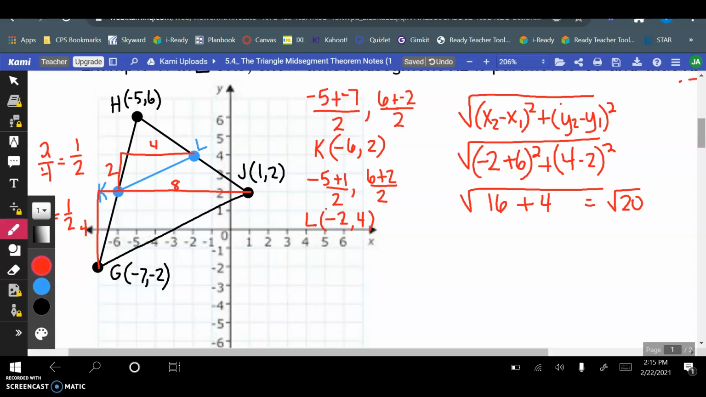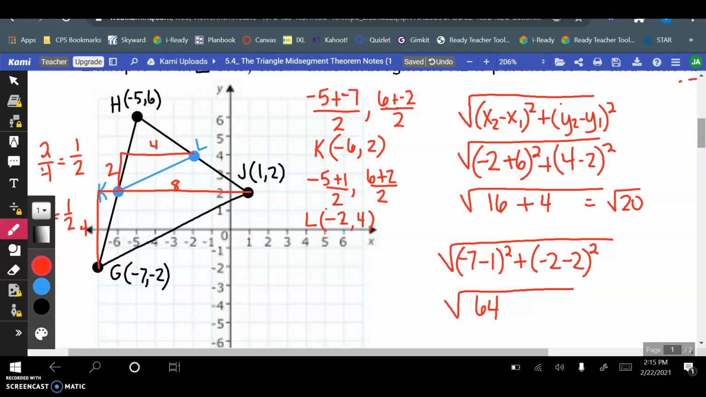I also have to do the same thing for the points for GJ. So I'm going to do -7 minus 1 squared plus -2 minus 2 squared. -7 minus 1 is -8. Negative 8 squared is 64. And then negative 2 minus 2 is negative 4. Negative 4 squared is 16. If I add those together, I get the square root of 80.